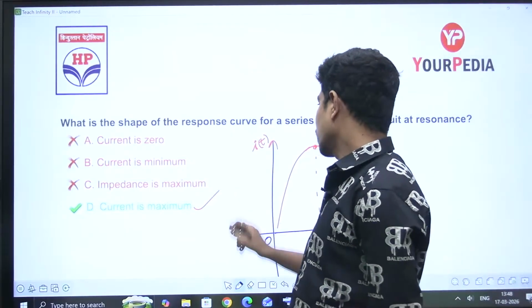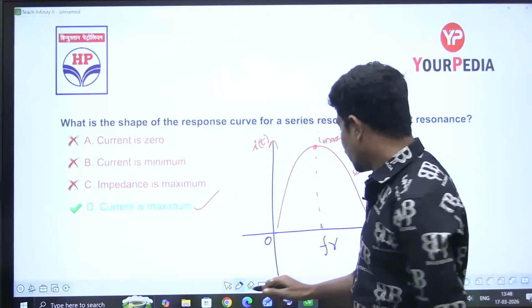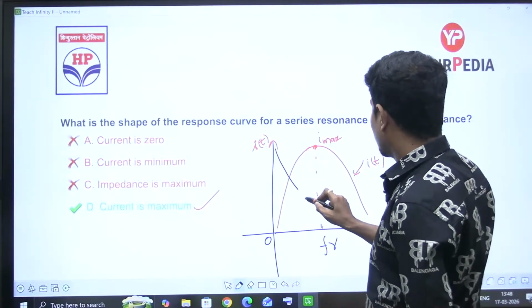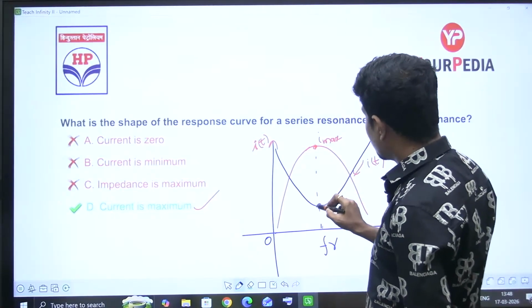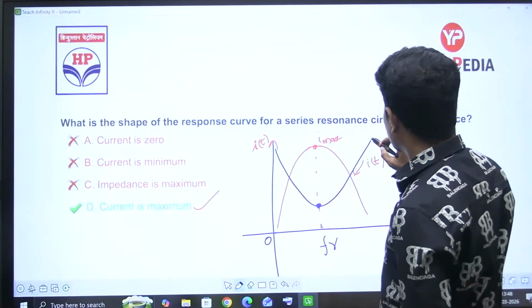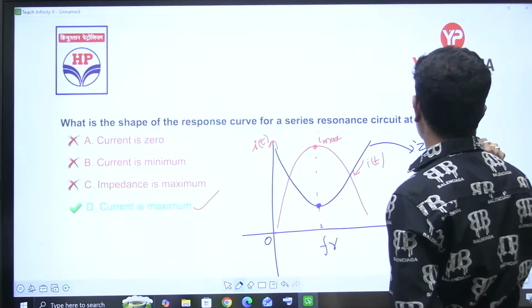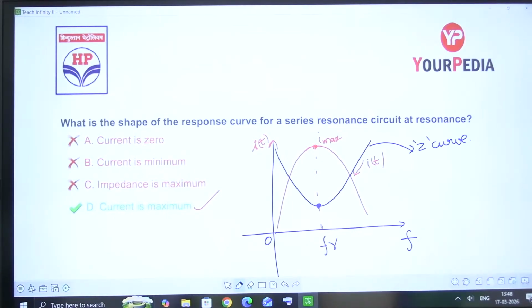This is the response curve, the I of t curve. Sir, what about impedance? Impedance is maximum before resonance and after resonance also. At resonance, it is going to be minimum. This is the Z curve, the impedance curve. Current is maximum. Yes or no?